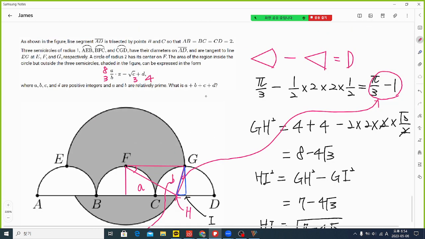Yep, so what's the sum of A, B, C, and D? Yeah, sum of these 4 numbers is 18. Yeah, 18.